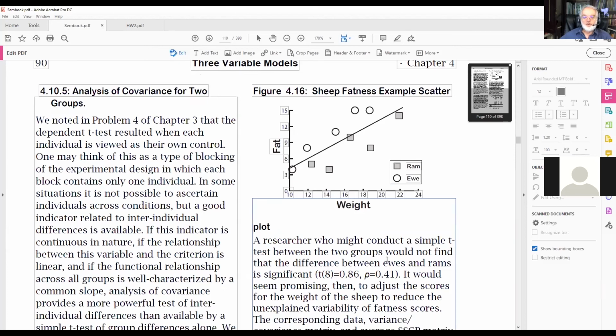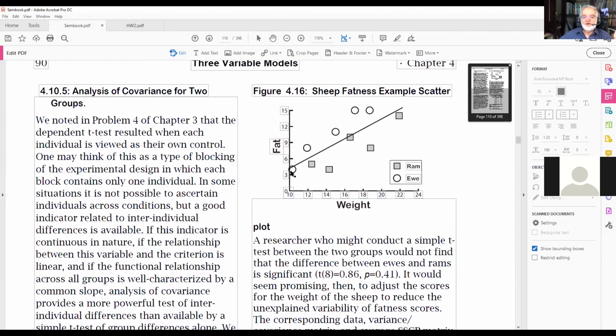Now, I tried to go out and look for an example, and there is a book that I got called Small Data Sets. And this was taken, I think, from Scotland, and they were slaughtering sheep. And you have rams, the males, and ewes, the females. And we're looking at weight, and we're looking at the percentage fat that resulted from the slaughter.